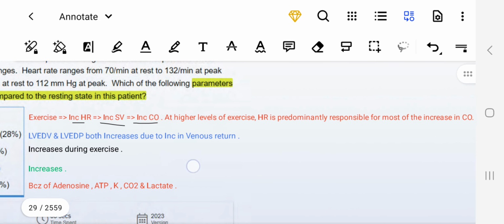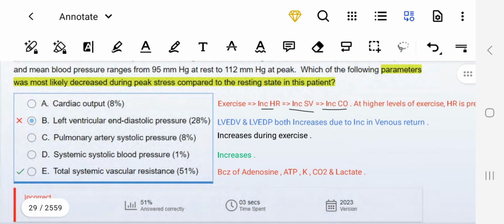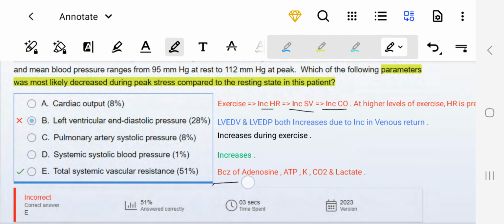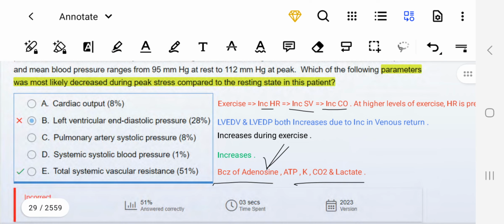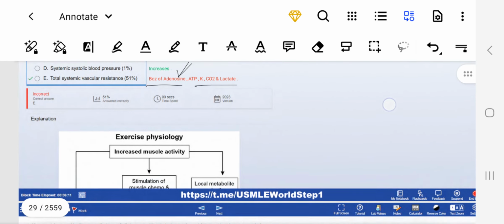I talked about this, that left ventricular end diastolic volume and left ventricular end diastolic pressure both increase due to increase in venous return. Why not option C, increased during exercise? Systolic blood pressure is also increased. I mentioned why TPR is decreased: because of adenosine, which is produced from ATP breakdown. With that, potassium, carbon dioxide and lactate will also cause vasodilation.